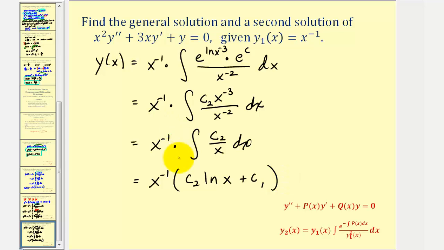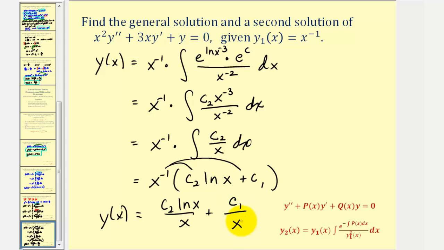So now notice when we distribute, this is actually going to give us the general solution because we'll have a sum of multiples of two linearly independent functions. So y of x is equal to c sub 2 natural log x times x to the negative 1, or c sub 2 natural log x divided by x, and then plus c sub 1 x to the negative 1 or c sub 1 divided by x.